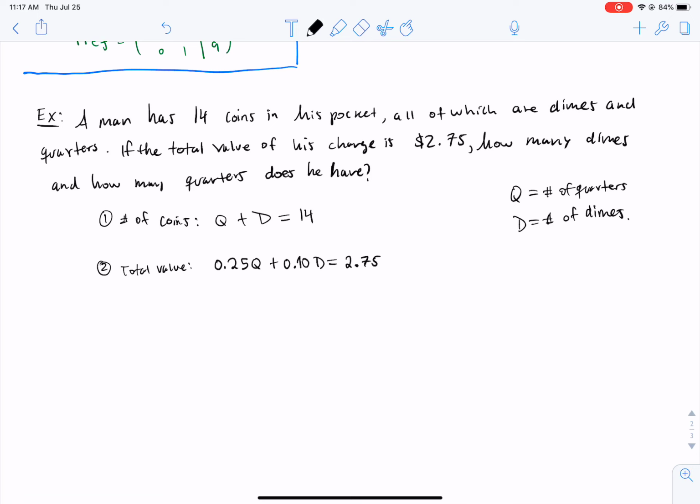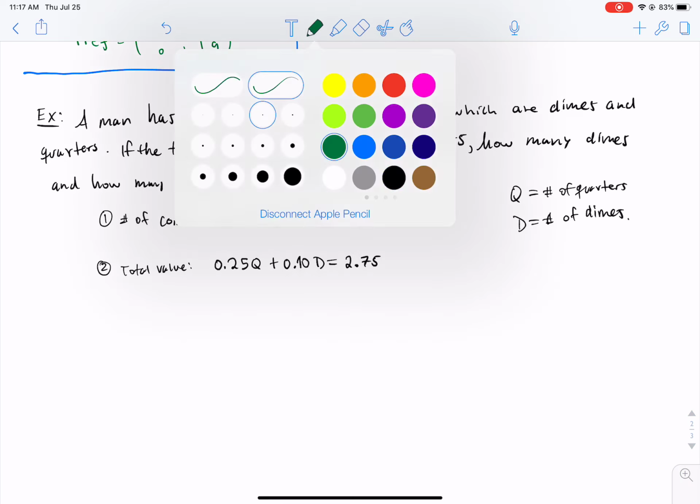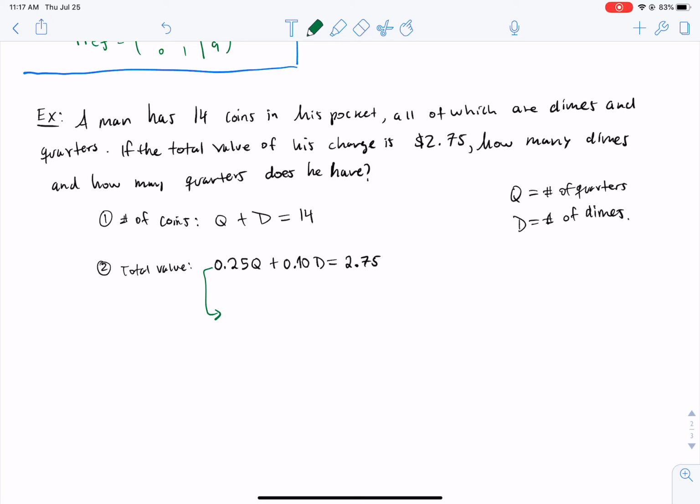Someone told me in the class, oh, I don't like big numbers. Can you put smaller numbers? So I put numbers like decimals. But anyways, can we multiply everything by 100? So that would be 25Q plus 10D equals 275. That's just a little bit better, it's a little bit easier than that. And we can even divide everything by 5. But anyways, these will be good enough.